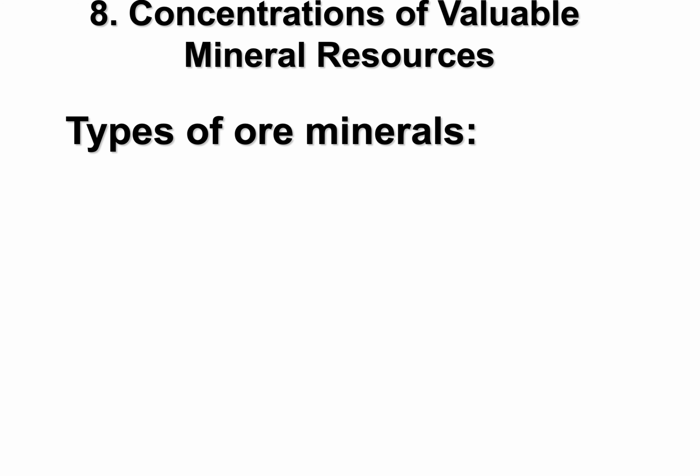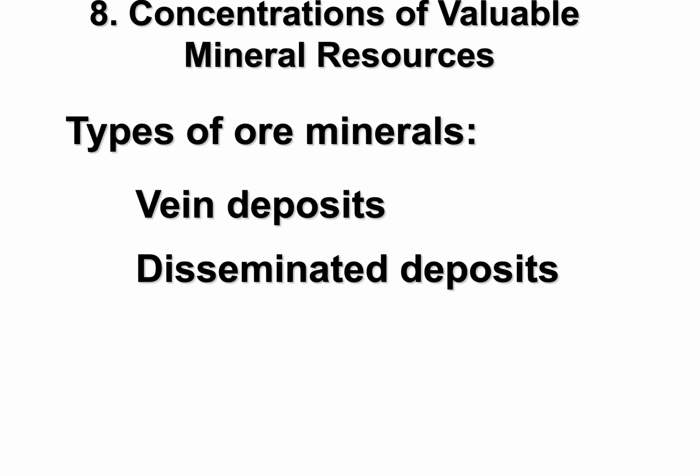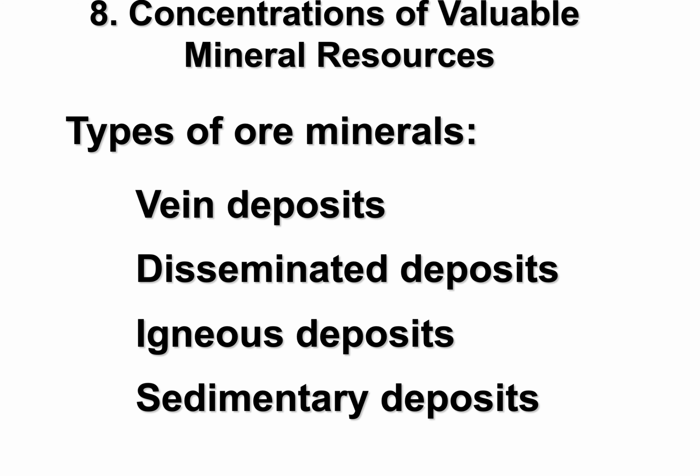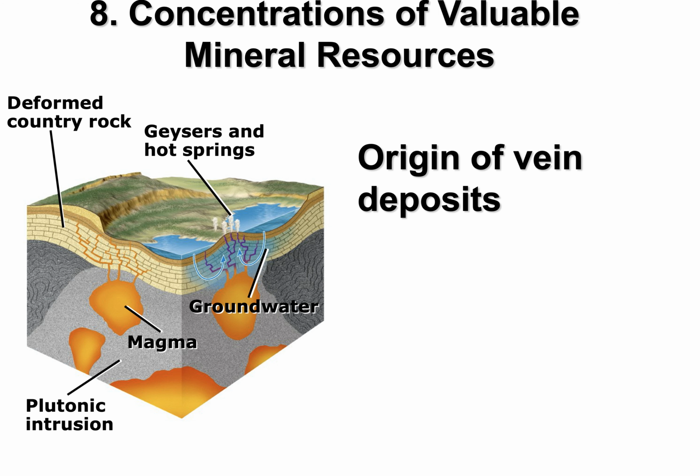So, what types of ore minerals do we have? We have vein deposits, we have disseminated deposits, we have igneous deposits, we have sedimentary deposits, and that's it. I mean, we have actually also some metamorphic deposits. So number 8, then, concentrations of valuable mineral resources.